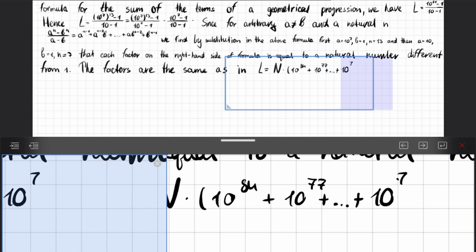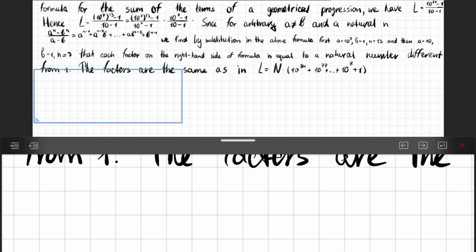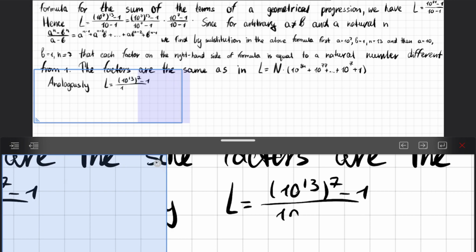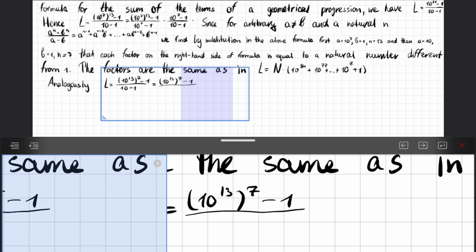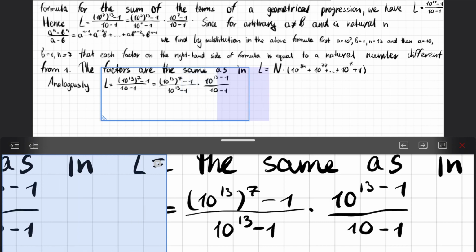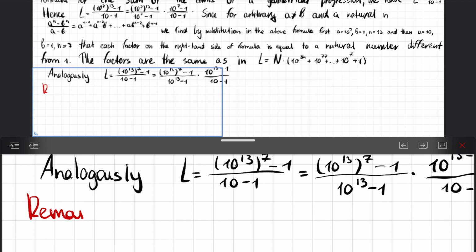Analogously, L equal 10 to the power of 13 to the power of 7 minus 1 divided by 10 minus 1 equal 10 to the power of 13 to the power of 7 minus 1 divided by 10 to the power of 13 minus 1 times 10 to the power of 13 minus 1 divided by 10 minus 1.